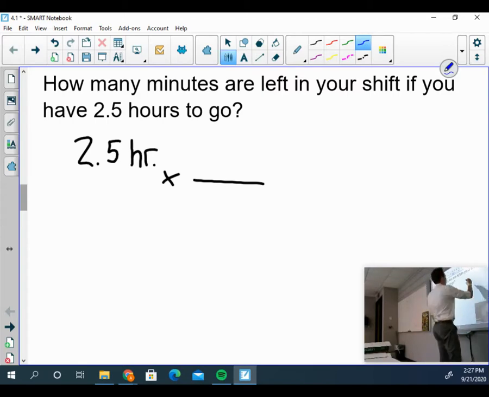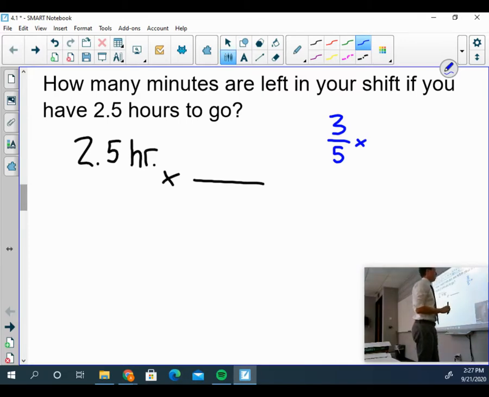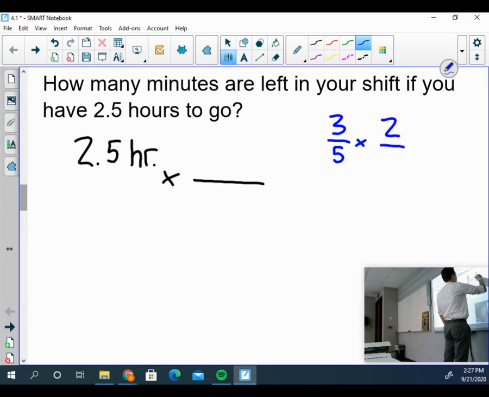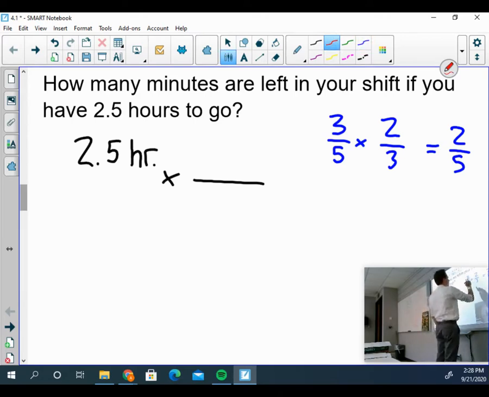If I have 3/5 as a fraction, and I multiply it by 2/3, I'm going to end up with 2/5. How can I tell you that? Because when you multiply fractions and you have the same thing in the numerator and the denominator, it cancels.